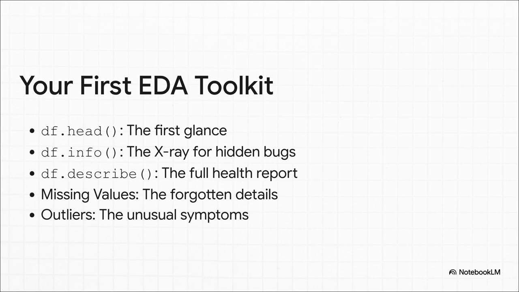For example, it might show you a price column is secretly stored as text instead of a number, a silent bug that will crash your entire model later. Then we look for missing values. That's like asking the patient, "Hey, did you forget to tell me any important symptoms?" And outliers, those are the really unusual symptoms, like a patient with a super high fever or a customer who suddenly spent $1 million. That's a huge red flag you have to investigate.